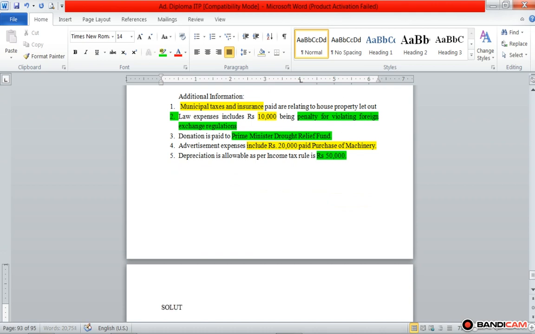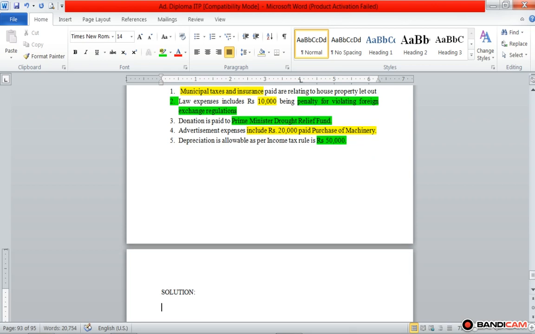Solution: computation of taxable income of company.